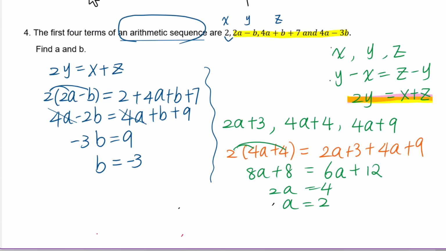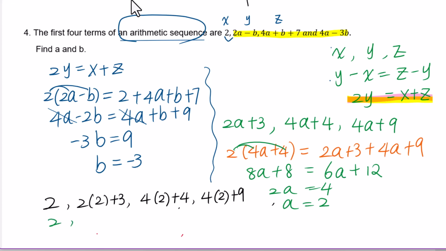Let's check back. We got 2, 7, 12, 17. These four terms are arithmetic sequence, so we got the correct answer.